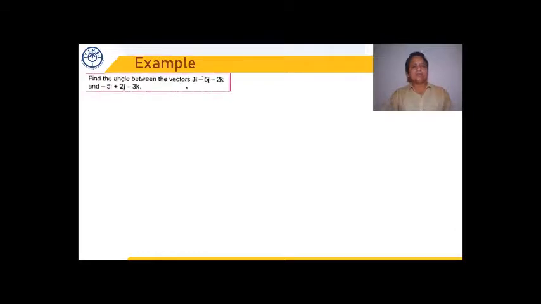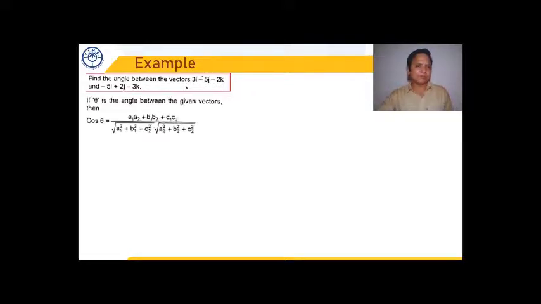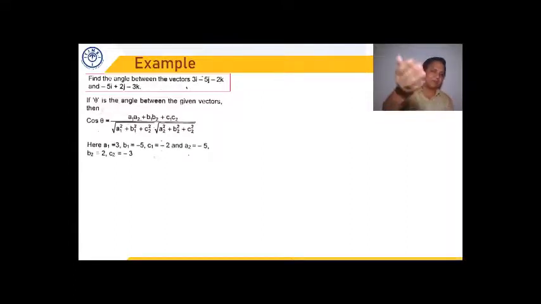Now let's come to an example. Find the angle between the vectors 3i minus 4j minus 2k and minus 5i plus 2j minus 3k. So we use the formula. If theta is the angle between the vectors, then cos theta is equal to (a1 a2 plus b1 b2 plus c1 c2) upon root of a1 square plus b1 square plus c1 square into root of a2 square plus b2 square plus c2 square. We can directly apply this formula.